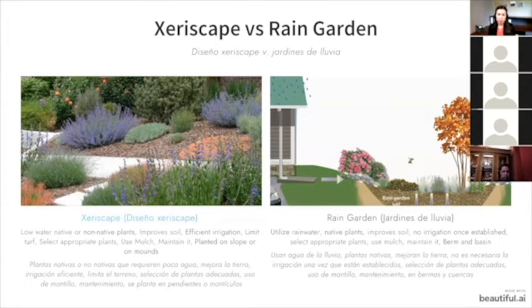A rain garden, also in Spanish, los jardines de lluvia. Do you have a question, Teresa? No. Okay, I could just hear you, sorry.